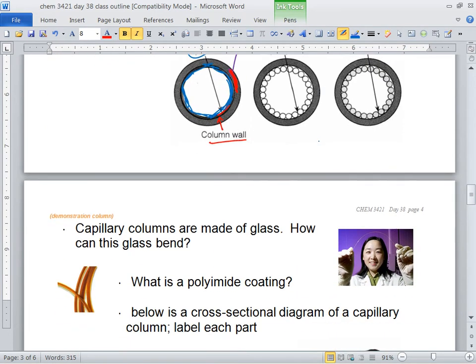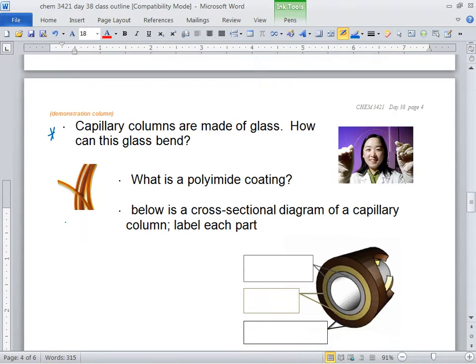So these capillary columns, they're made of glass. And this lady should be wearing some safety goggles here because glass does break, right? And here's the capillary column in this bag. Okay, and you can bend it. If you bend it too much, it'll break, but it bends.